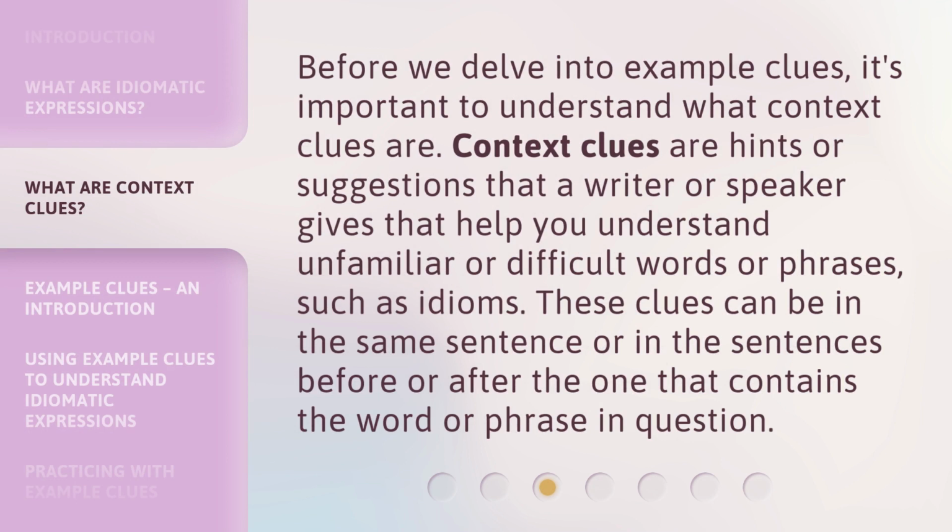Before we delve into example clues, it's important to understand what context clues are. Context clues are hints or suggestions that a writer or speaker gives that help you understand unfamiliar or difficult words or phrases, such as idioms. These clues can be in the same sentence or in the sentences before or after the one that contains the word or phrase in question.